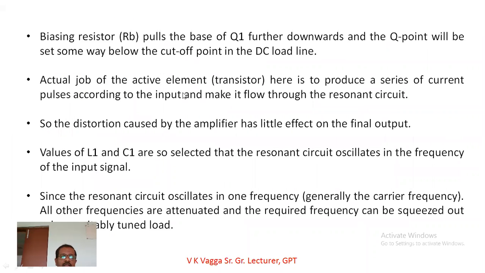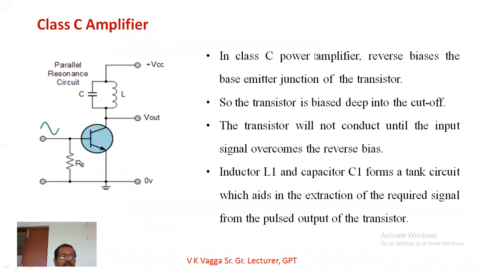The resistor RB is going to pull the base of Q1 further downwards, and the Q point will be set somewhere below the cutoff point in the DC load line. Our operating point, the DC load line, why is it below the cutoff point? It is to be taken care of by this RB resistor.